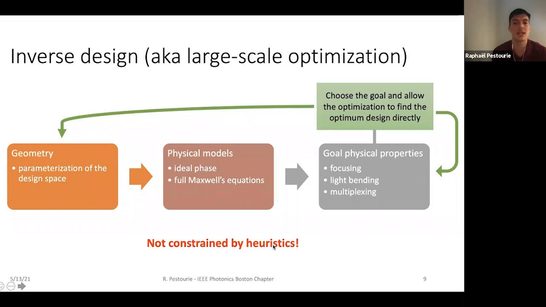And so here the intuition is that you're not constraining with mechanism or heuristics, and so you really give complete freedom to your optimization algorithm to find a good local optimum for you. So I just wanted to do this small parenthesis.